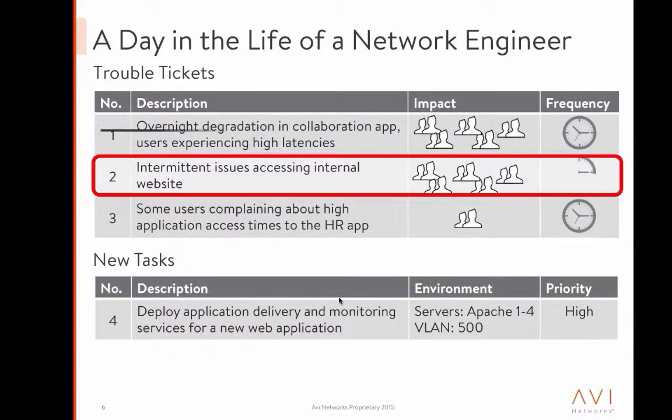The second ticket says that there is an intermittent issue accessing an internal website. Again, the impact is pretty widespread. However, it's happening only 20 to 30% of the time. Now, as a network engineer, I'm sure you know that these intermittent issues are the toughest to debug. Let's see what we can do with the Avi solution.